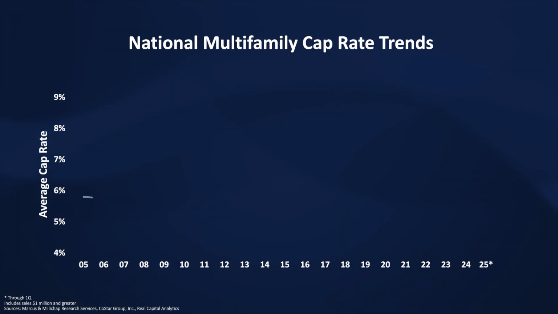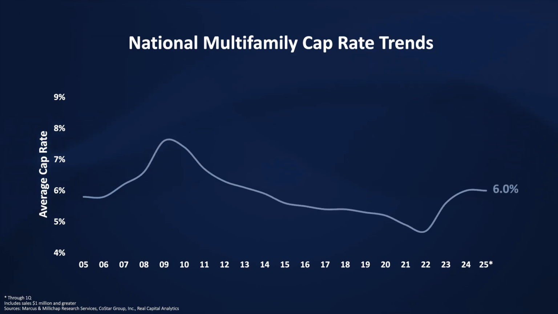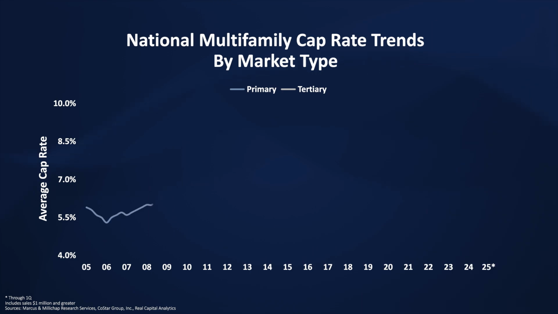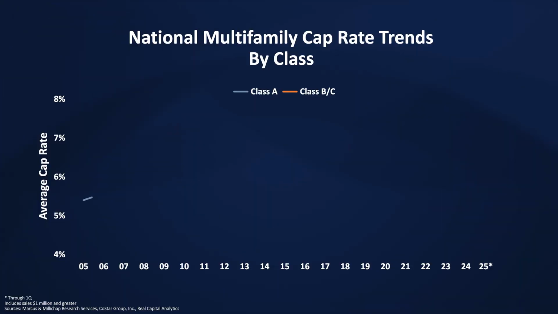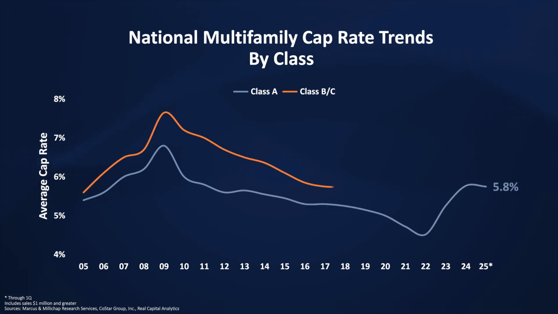So this week I'm going to drill a bit deeper. I'm going to break out specific subsegments. Now, the average apartment cap rate in the US is about 6%. But if you narrow the span to just primary markets, the average cap rate is 5.7%. And the average cap rate in tertiary markets is 6.6%. Meanwhile, the average cap rate for Class A properties is 5.8%, and the average for Class B and C combined is 6.1%.